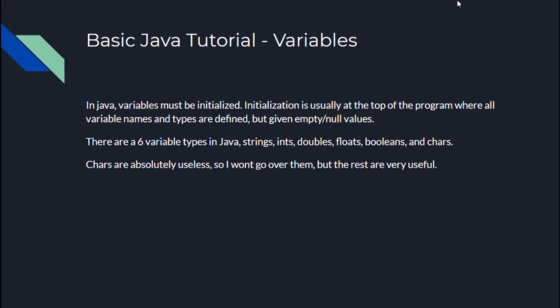Basic Java tutorial. Variables. In Java, variables must be initialized. Initialization is usually at the top of the program, where all variable names and types are defined but given empty/null values. There are six variable types in Java: strings, ints, doubles, floats, booleans, and chars. These are the only ones that are important in FTC. All the other types that take up different space in the computer are kind of useless. Chars are also absolutely useless, so I'm not going to go over them, but the rest are very useful.